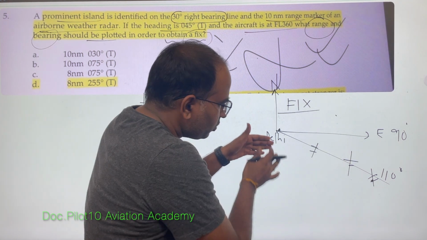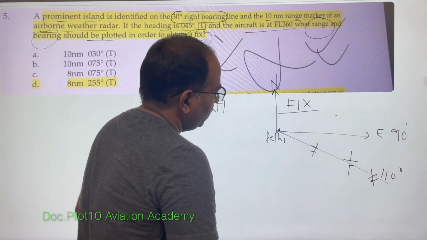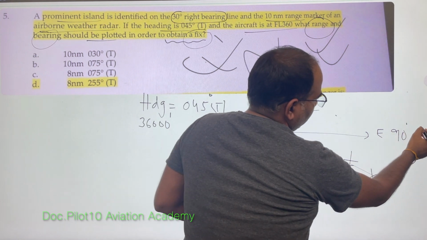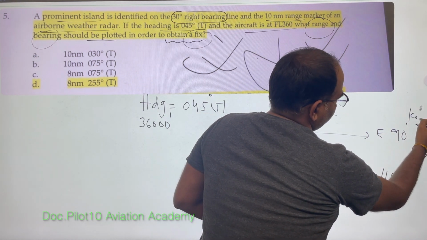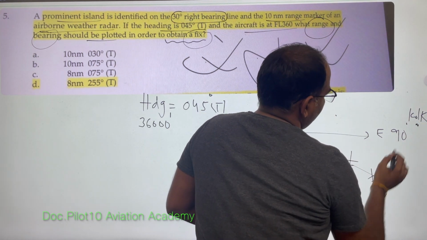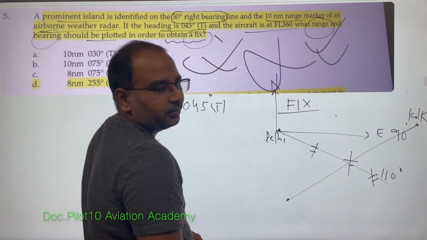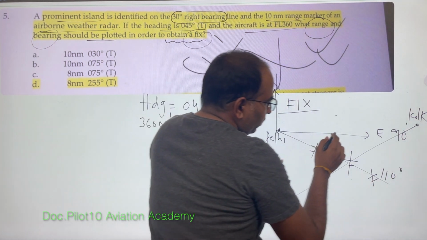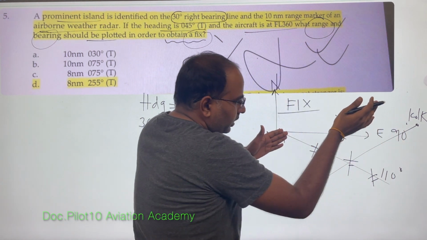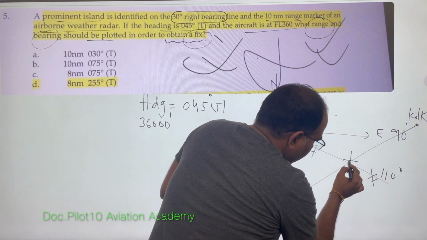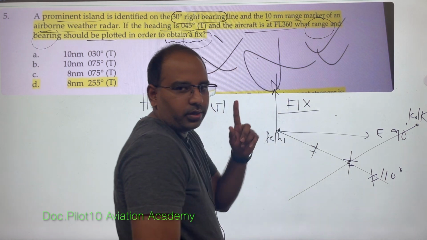So, this is called fixing. Now, for example, if there is Kolkata here, correct. Now, with respect to Kolkata, you are on some radial, correct. Now, if you take these two radials, they are meeting at some point, correct.